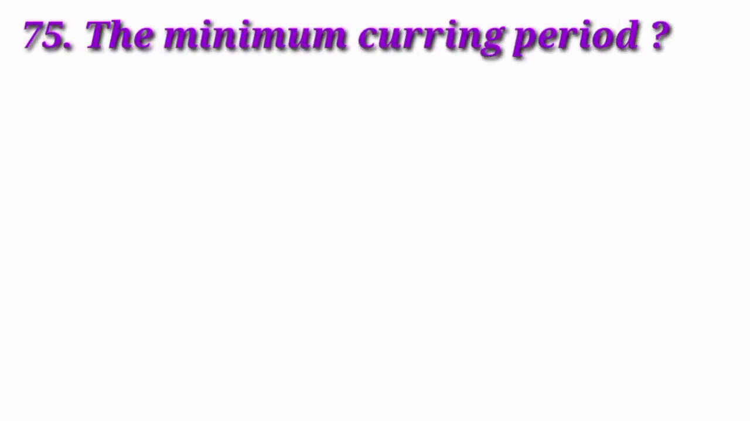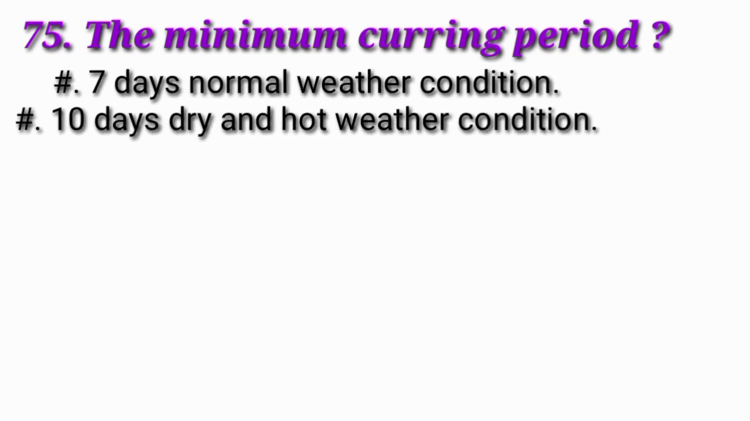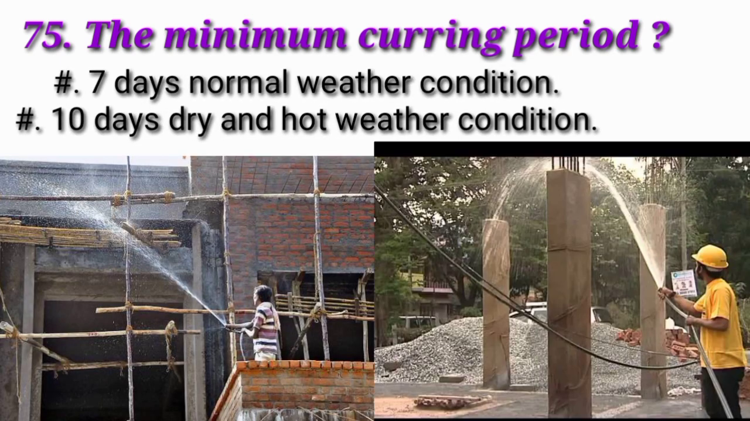Next, 75. The minimum curing periods. First, 7 days in normal weather conditions, for casting columns and walls. The curing period is 7 days in normal weather and 10 days in dry and hot weather conditions. Suppose the weather is hot and dry, or you are casting a slab.